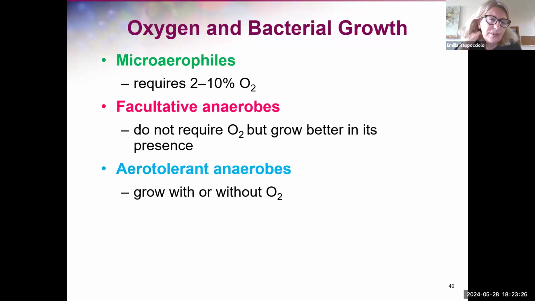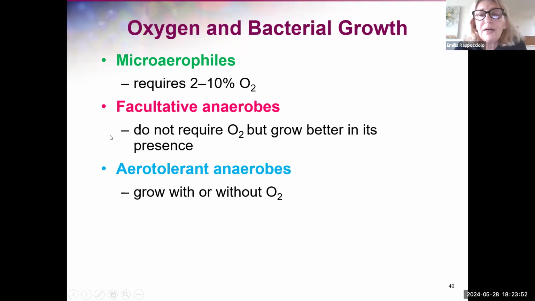Then there are the microaerophiles. Micro means small, and aerophile means liking oxygen, so they like a small quantity of oxygen. They need a little less oxygen than the standard atmospheric 20%. So they grow between 2 and 10% oxygen.